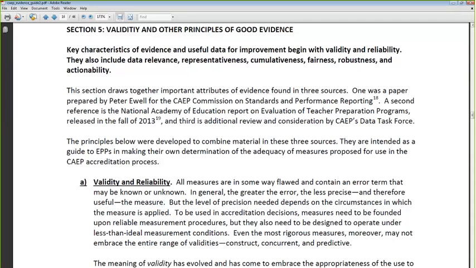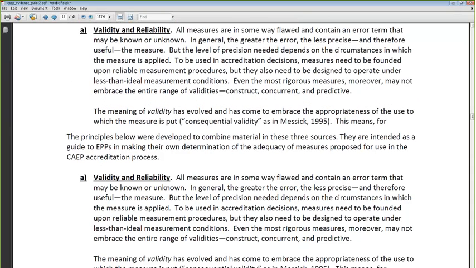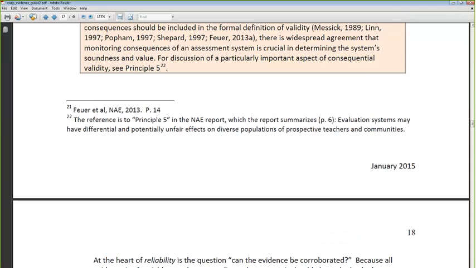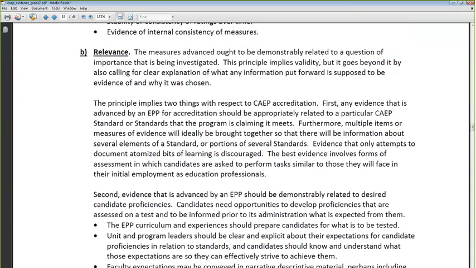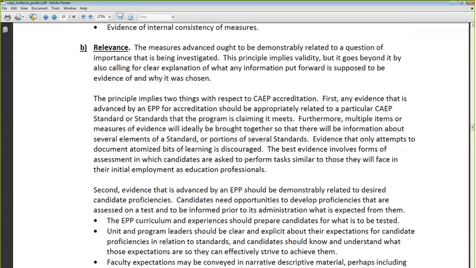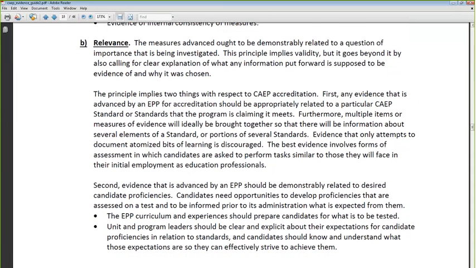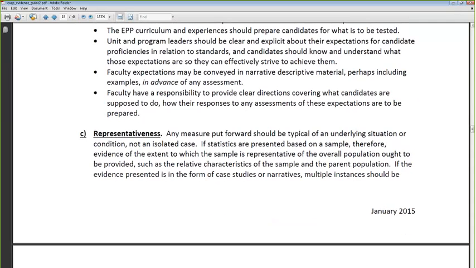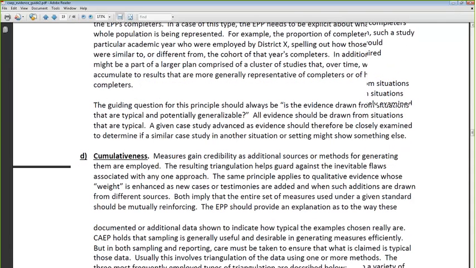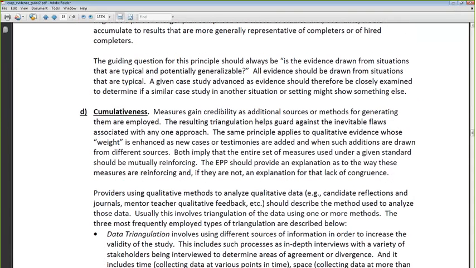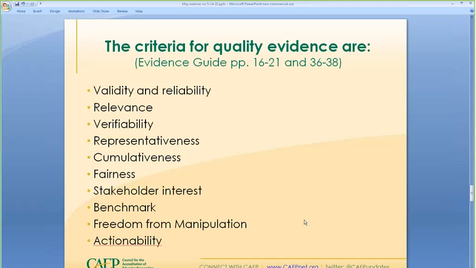Certainly the validity and reliability issues that are included in the rubric, but there are other criteria as well, one being relevance, okay? Is the evidence that you're submitting, how is the case study that you're going to submit relevant? Is it representative, and in what ways is it representative, and what ways is it not, okay? Cumulativeness, how is this contributing to other forms of evidence that you're submitting that substantiates you're meeting the standards. So each one of these 10 criteria that appear here on my PowerPoint are investigated or described in depth on pages 16 to 21 of the Evidence Guide.